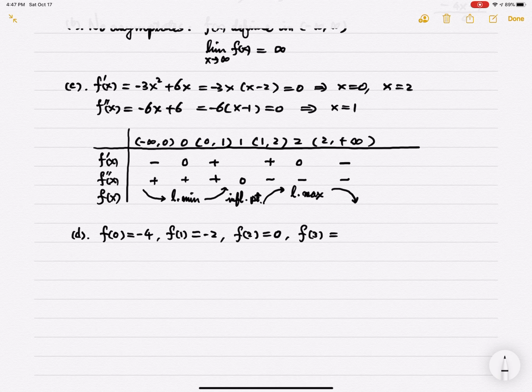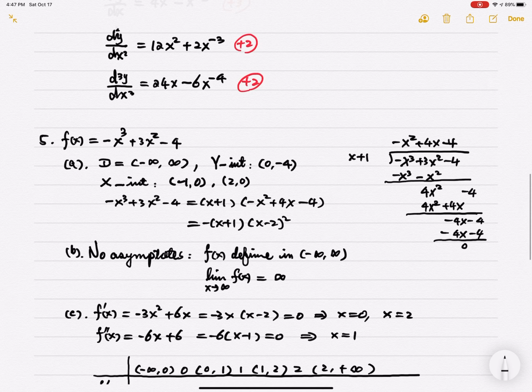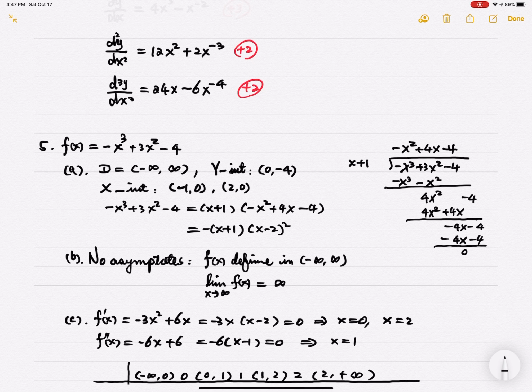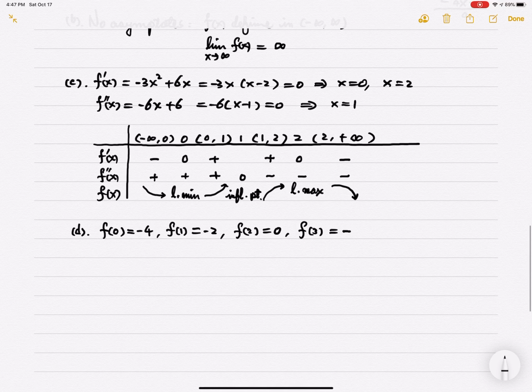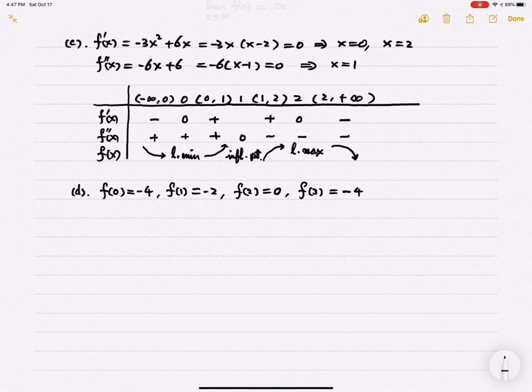As you plug in 3, you see negative 3 to the third plus 3 times 3 squared. The first two terms cancel out. So that's equal to negative 4. Okay. Then we draw the graph.